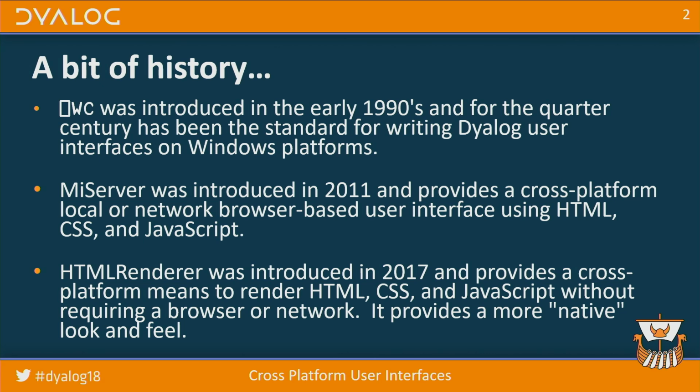MiServer was introduced in 2011, and it provides a cross-platform way of writing user interfaces based on HTML, CSS, and JavaScript, and they can either run on a network or locally in a browser on your own machine. And then we introduced HTMLRenderer with version 16 last year, and this provides a cross-platform means to render CSS, HTML, and JavaScript, but without requiring you to have a browser. So it provides a more native look and feel.